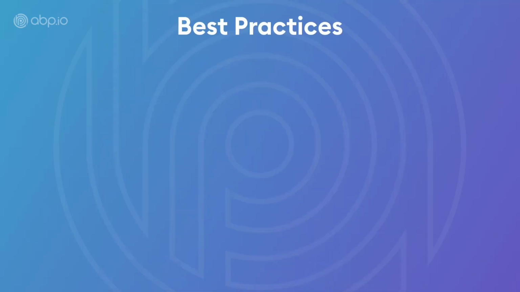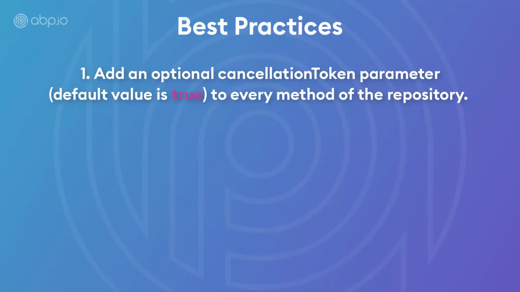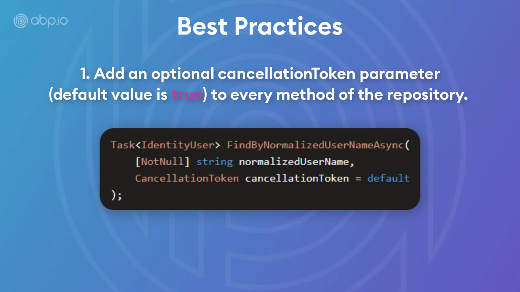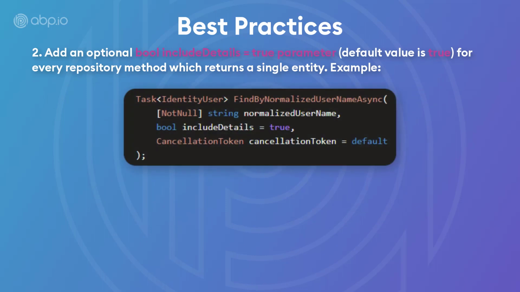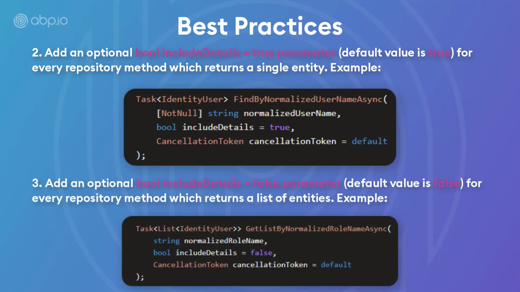And as for the best practices part, do not forget to add an optional cancellation token parameter to every method of the repository. And add an optional boolean includeDetails parameter, set to true, for every repository method which returns a single entity. And keep it false for every repository method which returns a list of entities, of course.